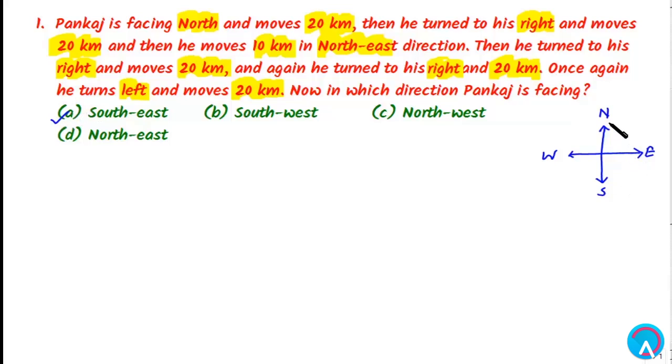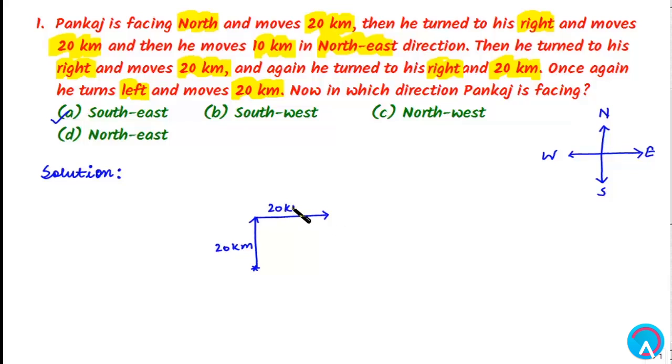For our reference, we've drawn the directions here, and let's see how we arrive at the correct answer. So it is given that Pankaj is facing north initially. So let this be the initial position of Pankaj. He moves 20 kilometers northwards. So this is towards north. He's moving 20 kilometers. Then it is given in the question that he turns right and moves 20 kilometers. So right will be this direction.